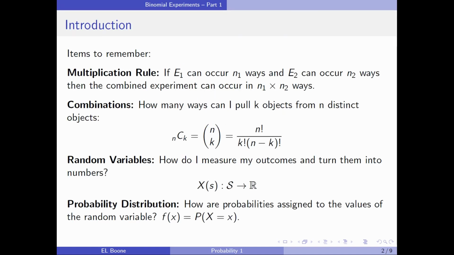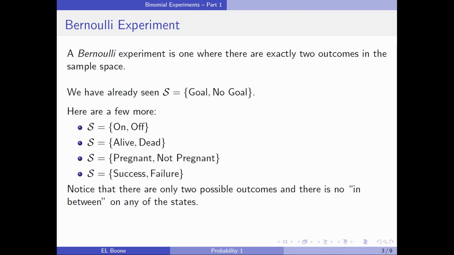Okay, some things we need to remember in order to be able to pull this off. We have to remember the multiplication rule. We need to know what combinations are. We need to remember that random variables are how we measure the outcomes and turn them into numbers. And we have the idea of a probability distribution, which is how the probabilities are assigned to the values of the random variables. If you aren't familiar with these concepts, go back and look at the previous videos, where we cover all of these items.